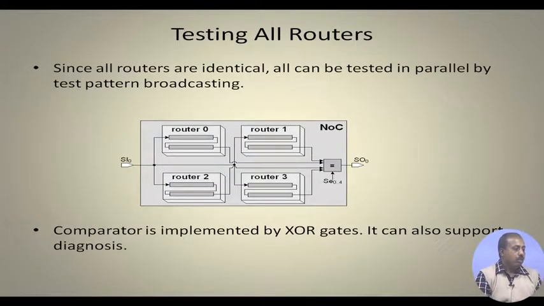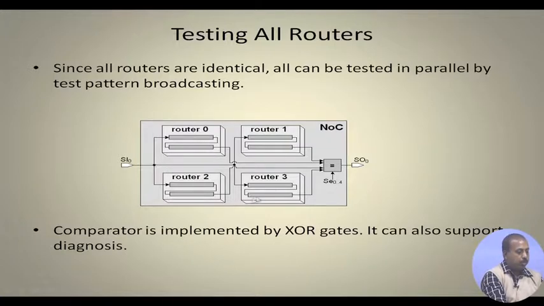Since all routers are identical, all can be tested in parallel by test pattern broadcasting. This is the thing that I have already said: the same test pattern is sent to all of them. From the scan input, we can send the test patterns to all the routers, assuming that we have got the scan chains for configuring the control logic, and the first location of the FIFO is also configured as a scan chain. So, through that scan chain we can send in the test patterns in a broadcast mode.